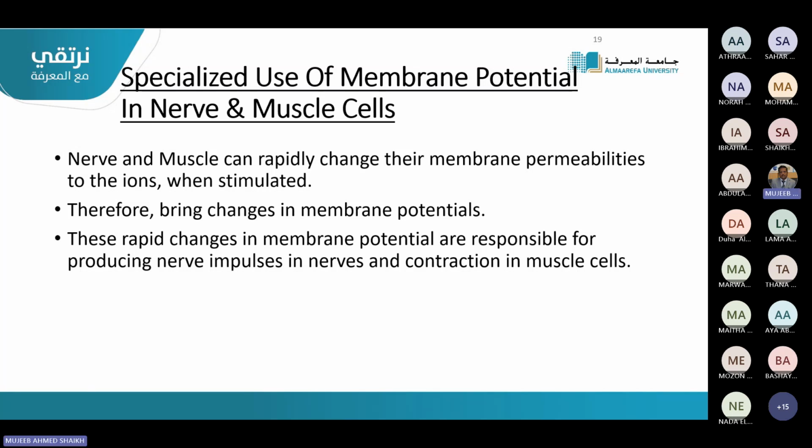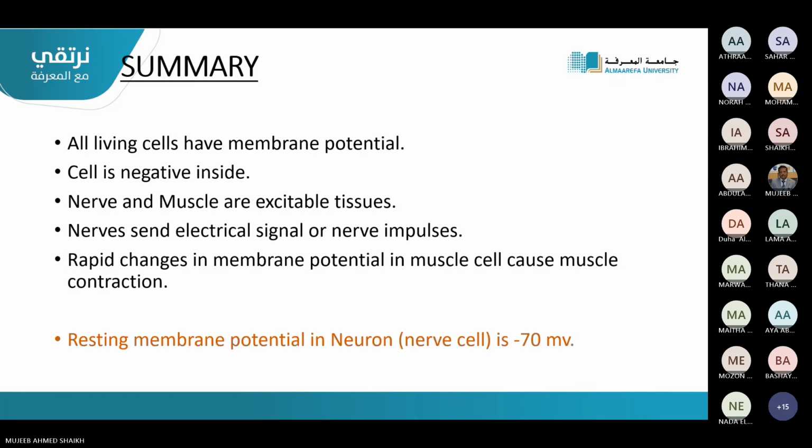This is the same thing which I told you. Nerve and muscles can rapidly change their permeability, and they can change their potential, a big change in their membrane potential. That's why they are called excitable cells. Remember, resting membrane potential of the neuron is minus 70 millivolts. All the living cells, not only muscle and nerve, have a membrane potential where the cell is negative inside and positive outside.